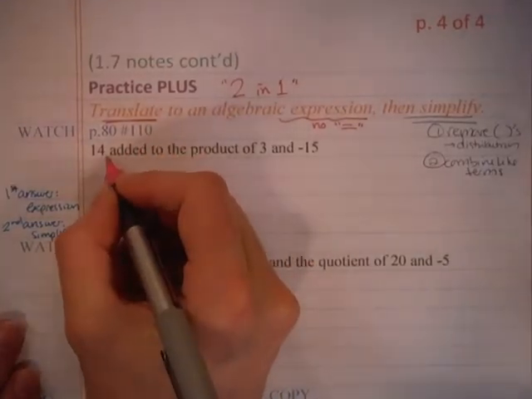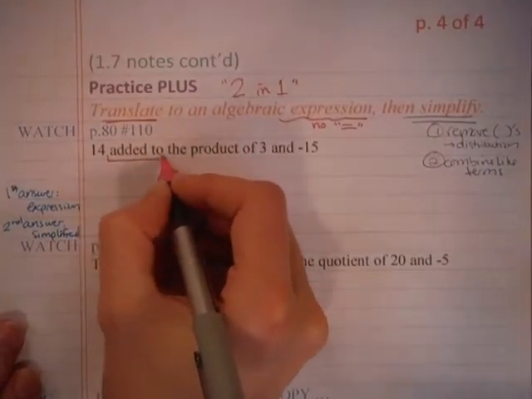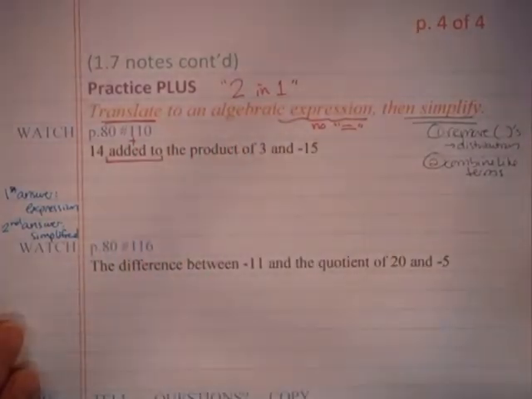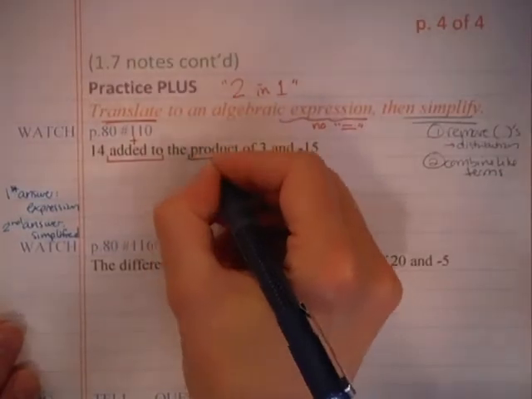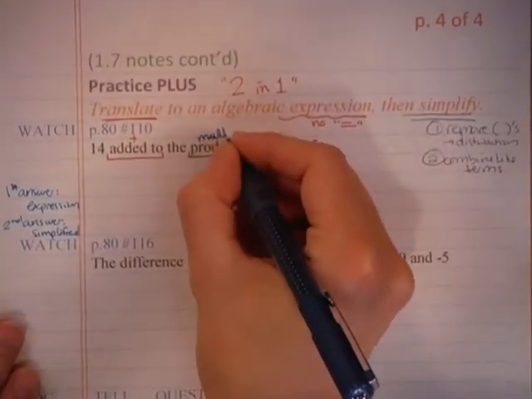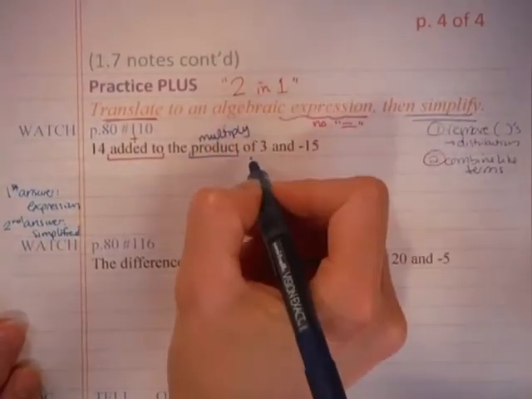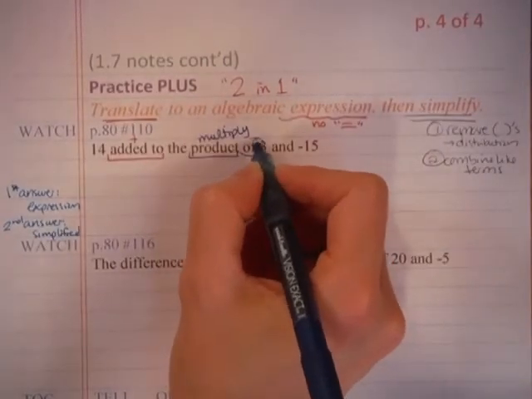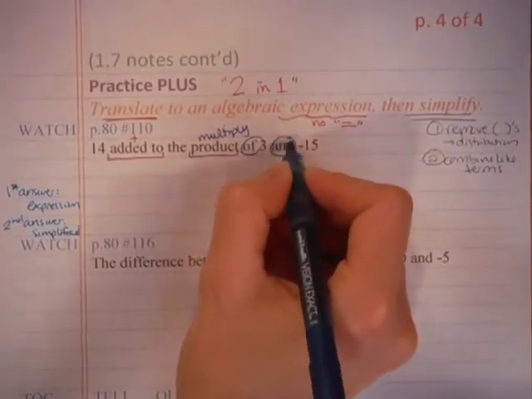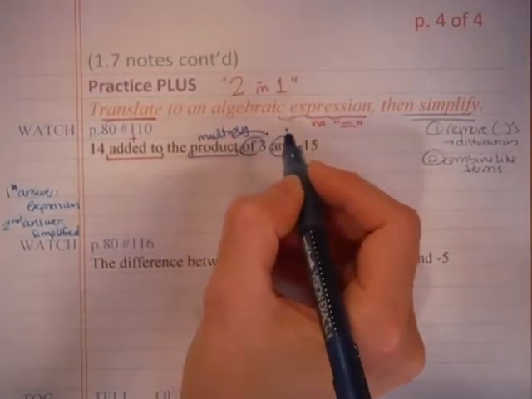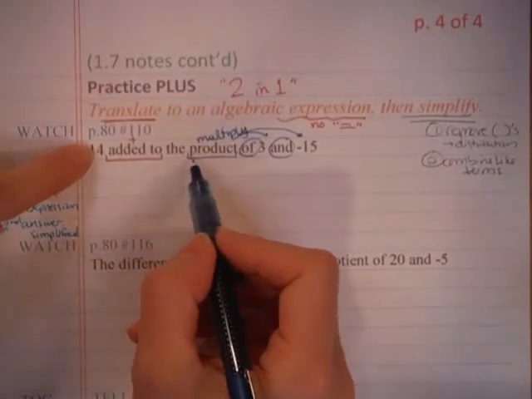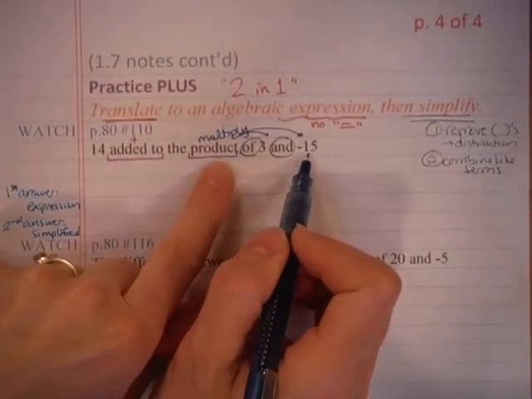Alright, keywords here. 14 added to, so we're adding something together here. Product, we're going to be multiplying something. That lovely, lovely word of, that means it's about to tell us the two things we're going to multiply. Look for the of, see the of, and then look for the and. There it is. We're multiplying 3 and negative 15 here. So 14 is added to multiplying 3 and negative 15.